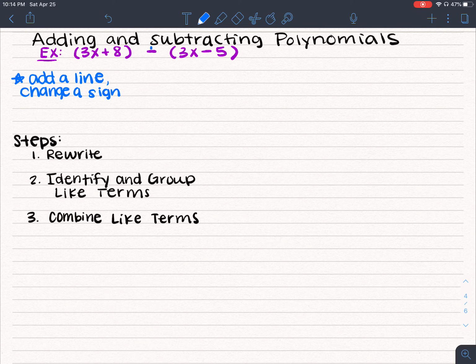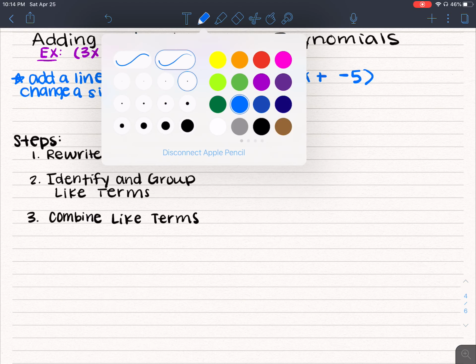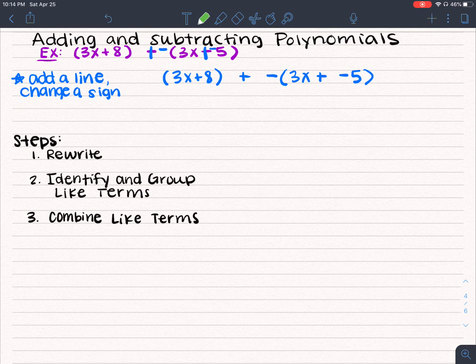So right here, I have a negative sign, so I'm going to add a line, change the sign, add a line, change the sign. And so I'll rewrite that. So I have a polynomial 3x plus 8, and then I have plus a negative polynomial 3x plus negative 5, and I'm ready to go. So our first step is to rewrite.